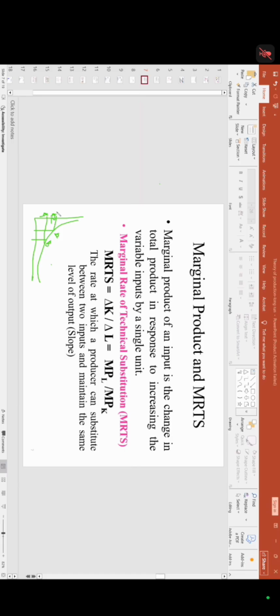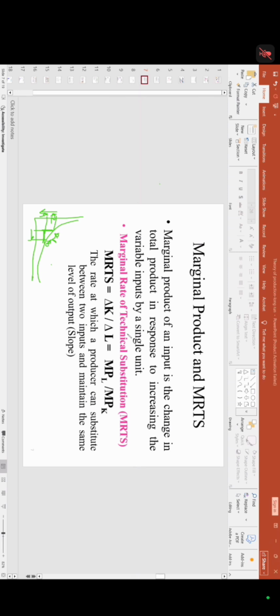What happened? So you have to decrease your K and increase your labor. So this difference will determine your slope here. Likewise, the marginal rate of technical substitution, in the sense, if you are changing 1 unit of your capital, how much is sacrificed by the labor? That is the technical substitution.